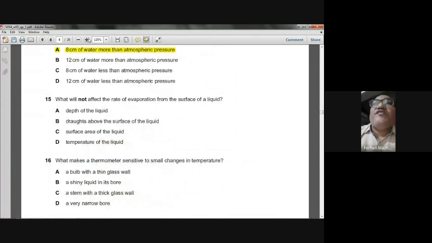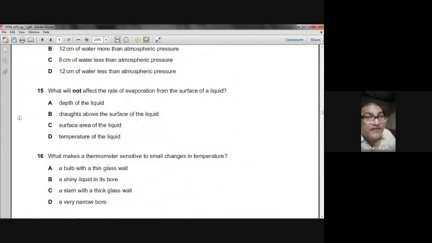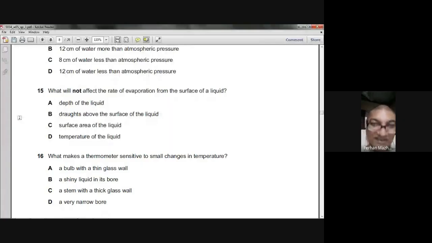Question 15 is showing up on your screen. What will not affect the rate of evaporation from the surface of the liquid? The depth of the liquid? Yes, the depth of the liquid does not affect the rate of evaporation. Drafts above the surface of the liquid, the winds which are blowing above the surface of the liquid, they affect the rate of evaporation.